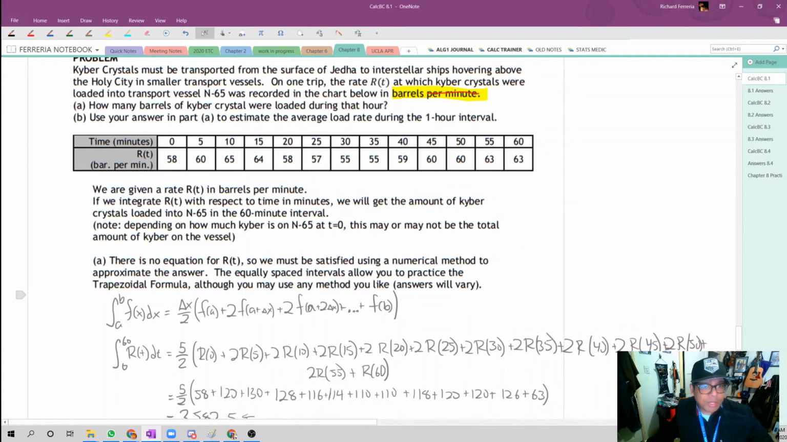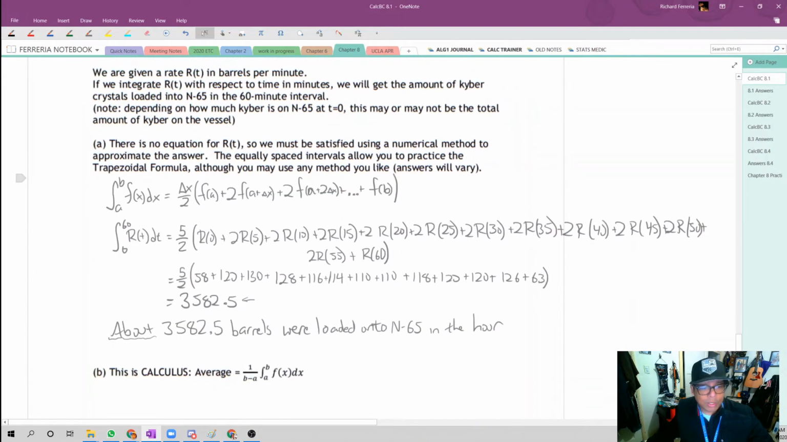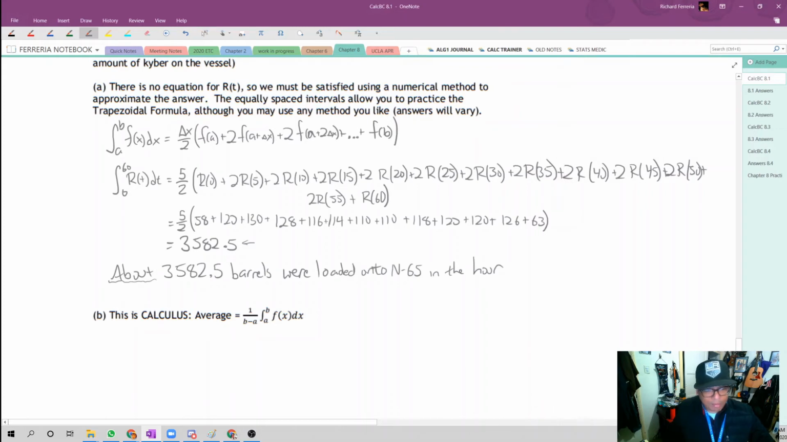Use this answer to estimate the average load rate. Okay, so the average of anything in calculus is 1 over b minus a multiplied by the integral. We want to find the average rate.